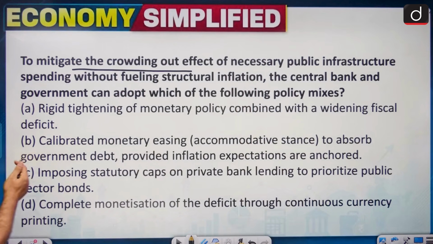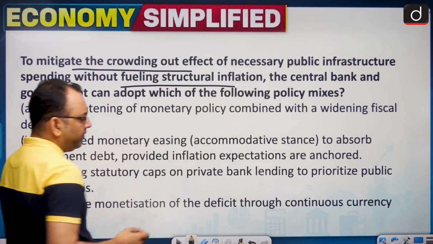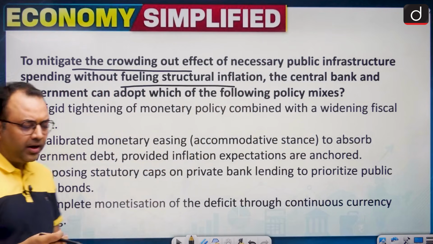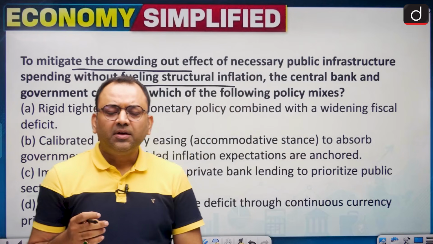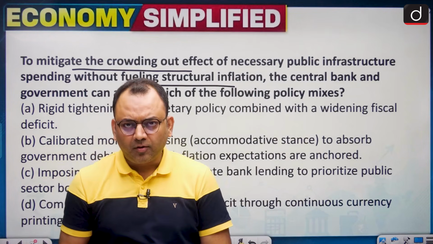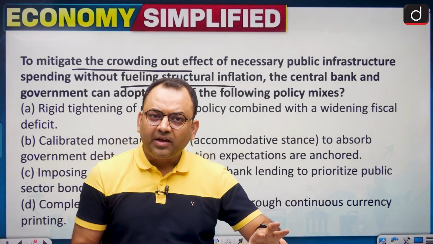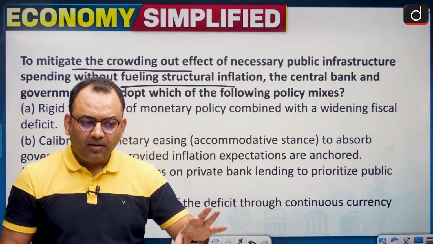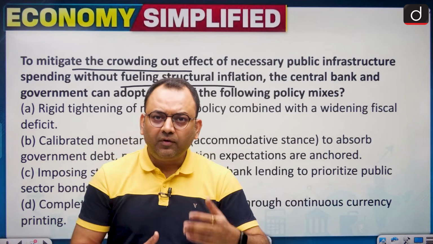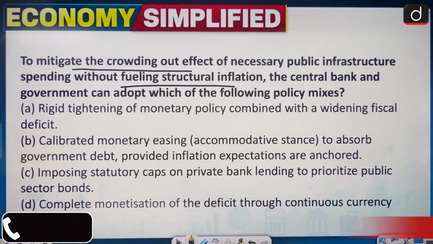And without fueling the inflation, right, we need to ensure that inflation is not there, because if you increase too much of money in the economy, this will lead to inflation. That's why money was less in the economy, that we understand. But without having the inflation, what can we do for the mitigation of the crowding out?